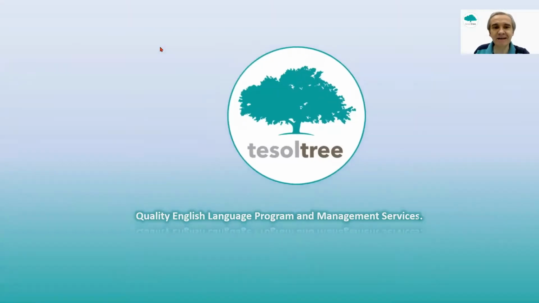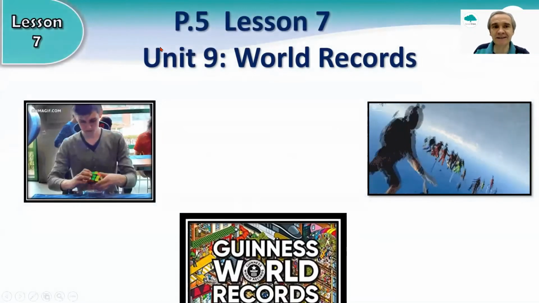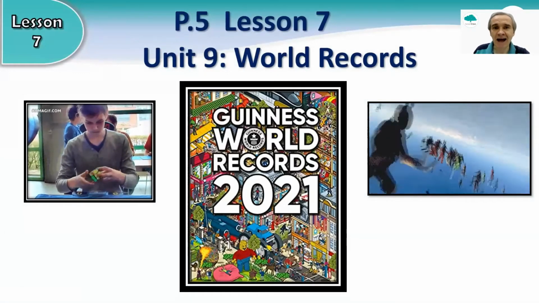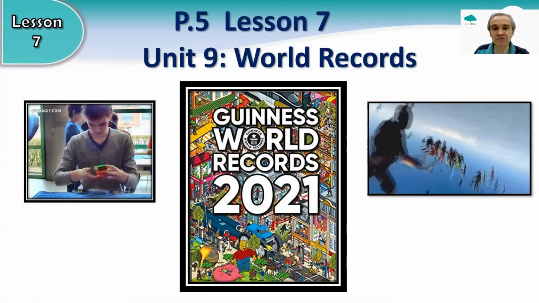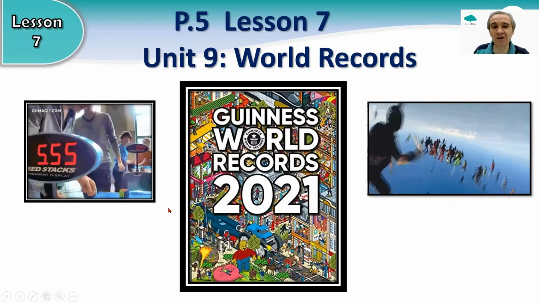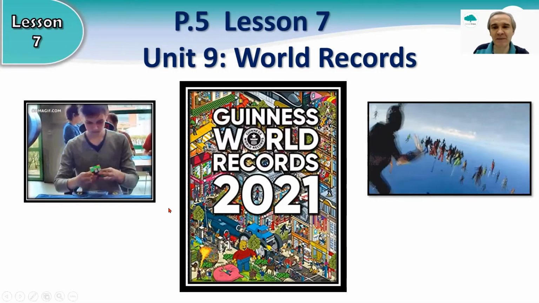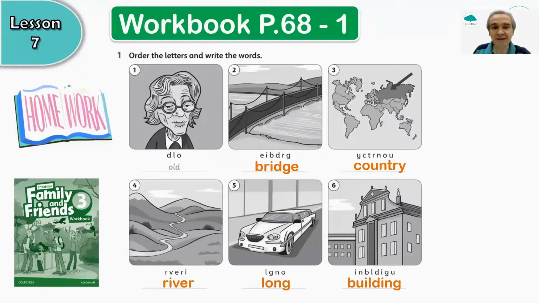So, in today's class, we're looking at Lesson 7 for Unit 9, and today we're looking at world records. Who's the longest, the fastest, the biggest? But first, let's check our homework from last class, page 68 of your workbook.